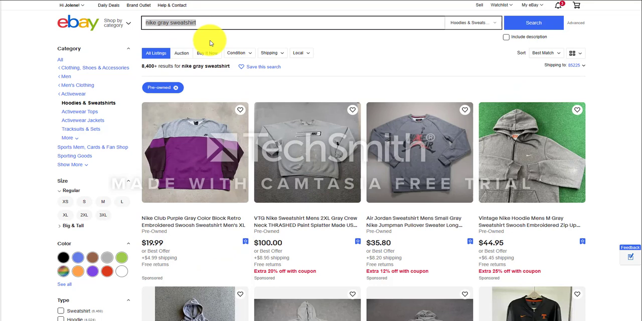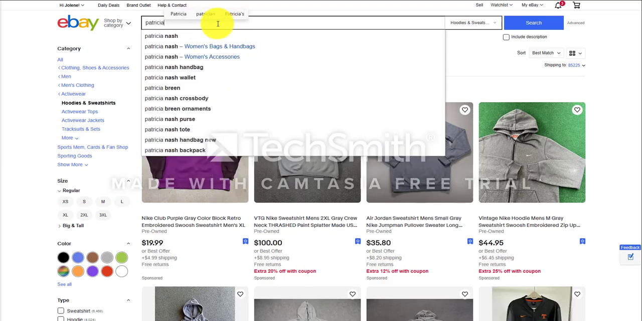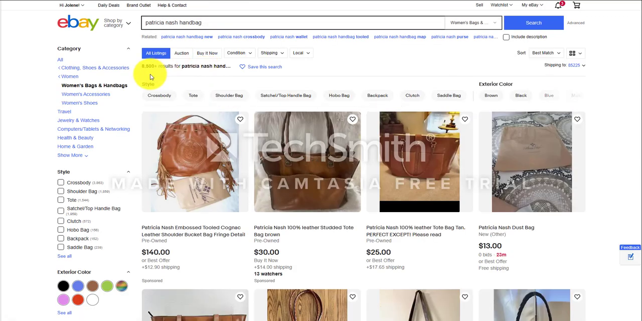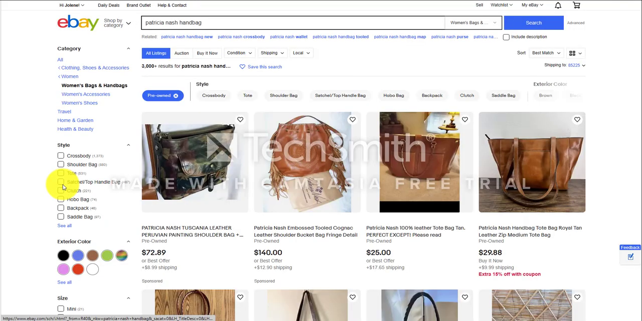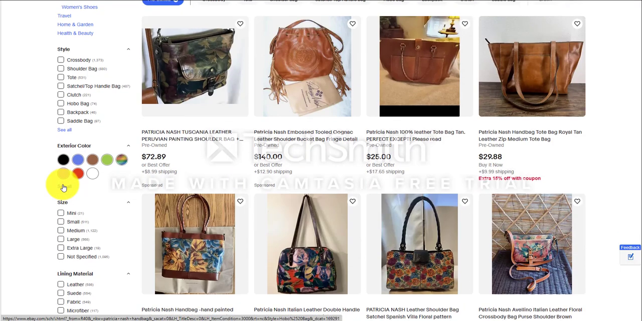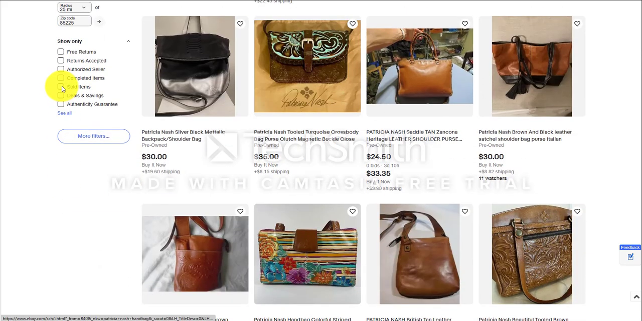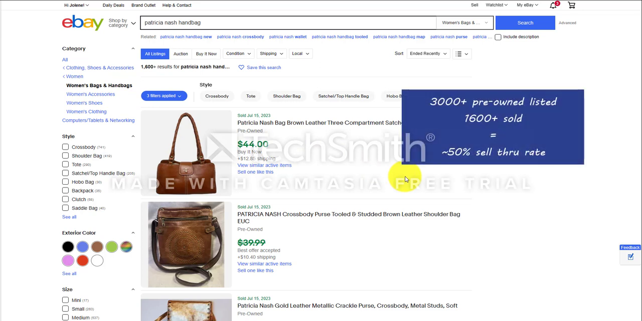Okay, the next one I'm going to put in is one I recently sold. Let's do Patricia Nash handbag. Okay, there are 8,500 results. Now let's go to pre-owned. That brings it down to 3,000. And then let's go to solds. 1,600. So that's a little bit more than half, 50% sell-through rate, which is pretty good.